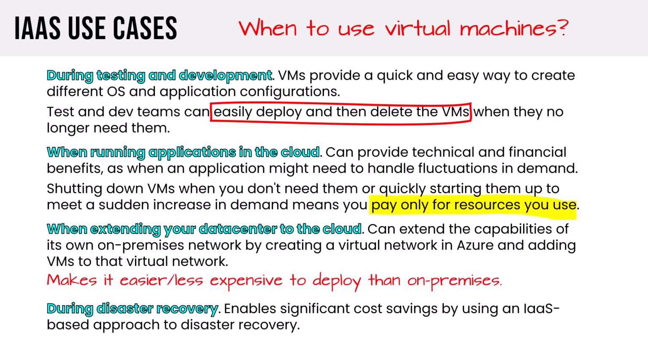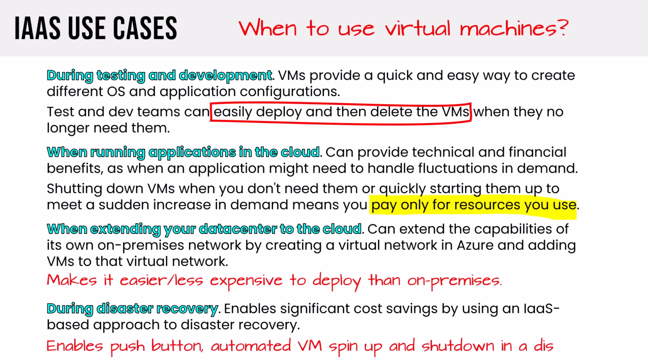Azure becomes our push-button DR site. We can use Azure Site Recovery to replicate virtual machines to Azure, and then we can have push-button automated VM spin up and shut down in the case of a disaster. And in the case of Azure Site Recovery, you're going to pay a fee for the privilege of replicating your VMs into Azure so you can spin them up on demand, but it's certainly much less in terms of cost than building and running your own disaster recovery site.